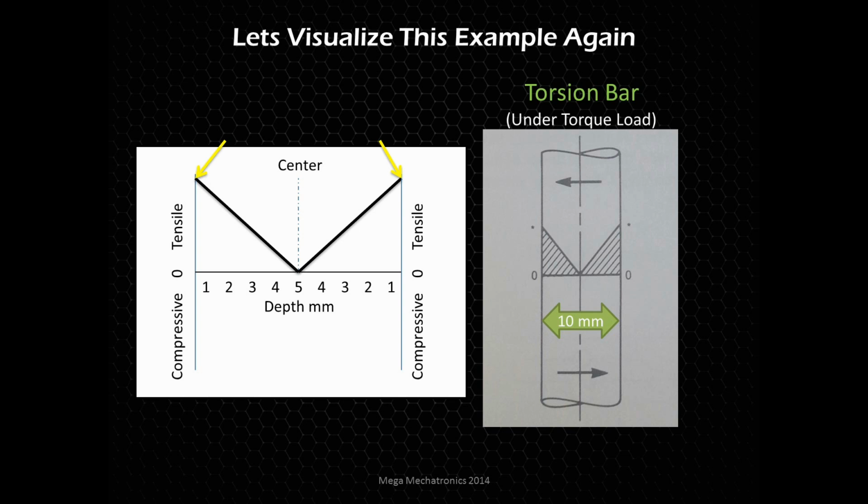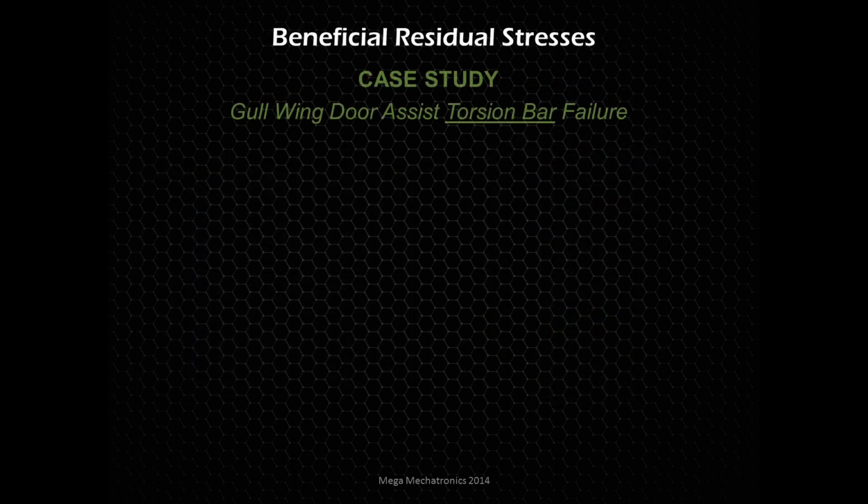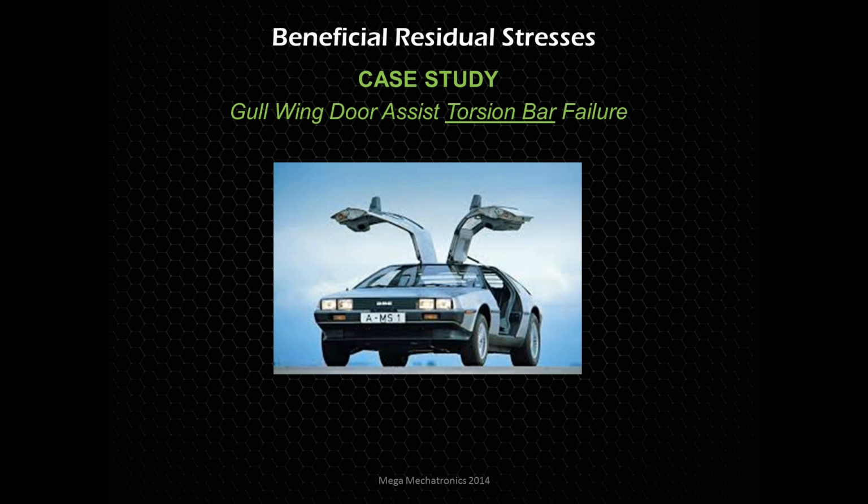And here, at the very edge, at 0 depth on the surface, is the point of maximum stress. Now this is sort of a precursor to looking at this case study of beneficial residual stresses to prevent failure, whether it's a distortion failure, what we're going to look at, or a fatigue failure. So let's do a case study on the gull wing door assist torsion bar for a DeLorean, the Back to the Future car. There are actually torsion spring bars that assist the opening of the door.